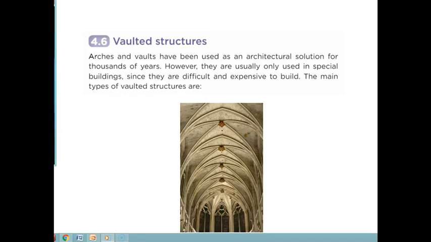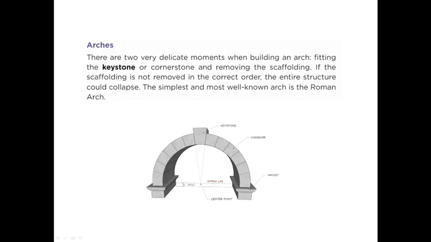4.6. Vaulted structures. Arches and vaults have been used as an architectural solution for thousands of years. However, they are usually only used in special buildings, since they are difficult and expensive to build. The main types of vaulted structures are arches. There are two very delicate moments when building an arch: fitting the keystone or cornerstone and removing the scaffolding. If the scaffolding is not removed in the correct order, the entire structure could collapse. The simplest and most well-known arch is the Roman arch.